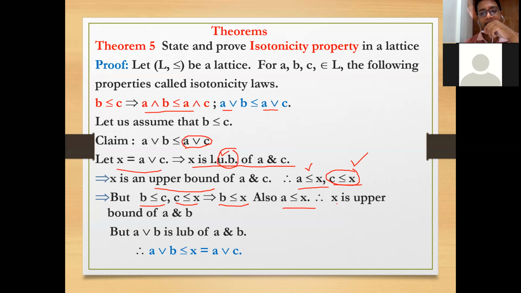So you can say X is the upper bound of A and B, because in these two equations you can see X is common on the right hand side. The element which is common on the right hand side is the upper bound. So X is the upper bound of A and B. But A join B is the least upper bound of A and B. Now again we have one term as a least upper bound and one term as only an upper bound.